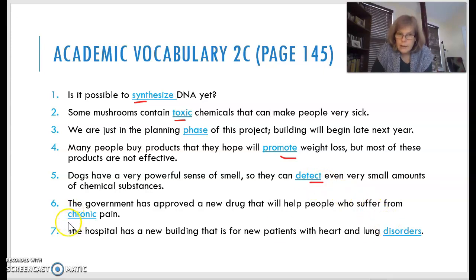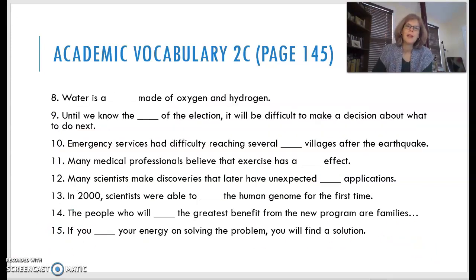Let's see, chronic, chronic, and disorder, disorder. We're going to keep moving here. For the next half, we have more sentences using these words. Let's look at number 8.